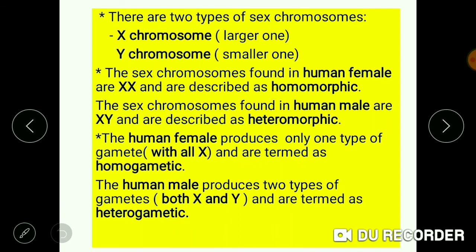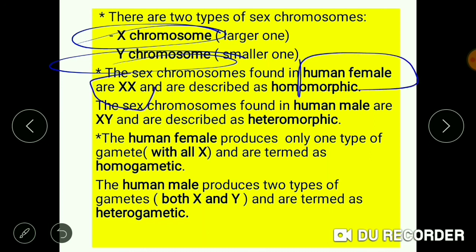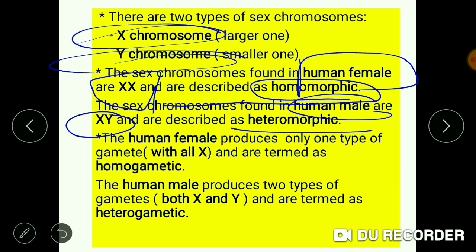There are two types of sex chromosome, the X chromosome and the Y chromosome. The X chromosome is the larger one and the Y chromosome is the smaller one. Females are usually designated as XX. They contain two X chromosomes, and this type of sex chromosome is known as homomorphic. While males are designated as XY, they contain one X chromosome and one Y chromosome. Since two different types of chromosome are present, they are known as heteromorphic.